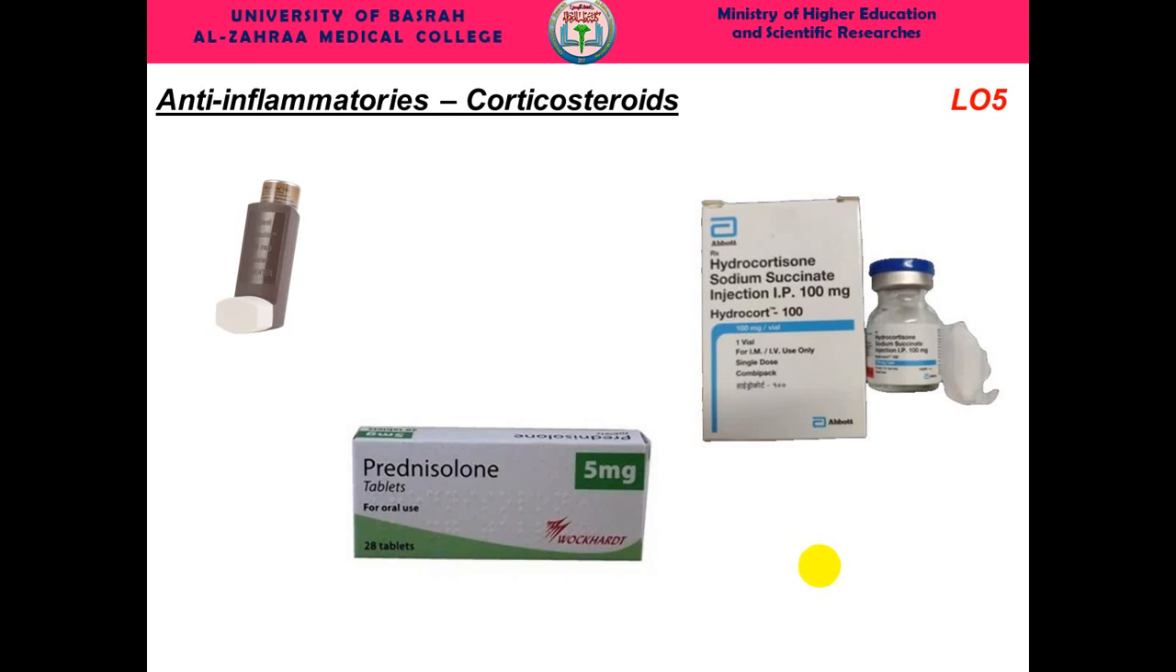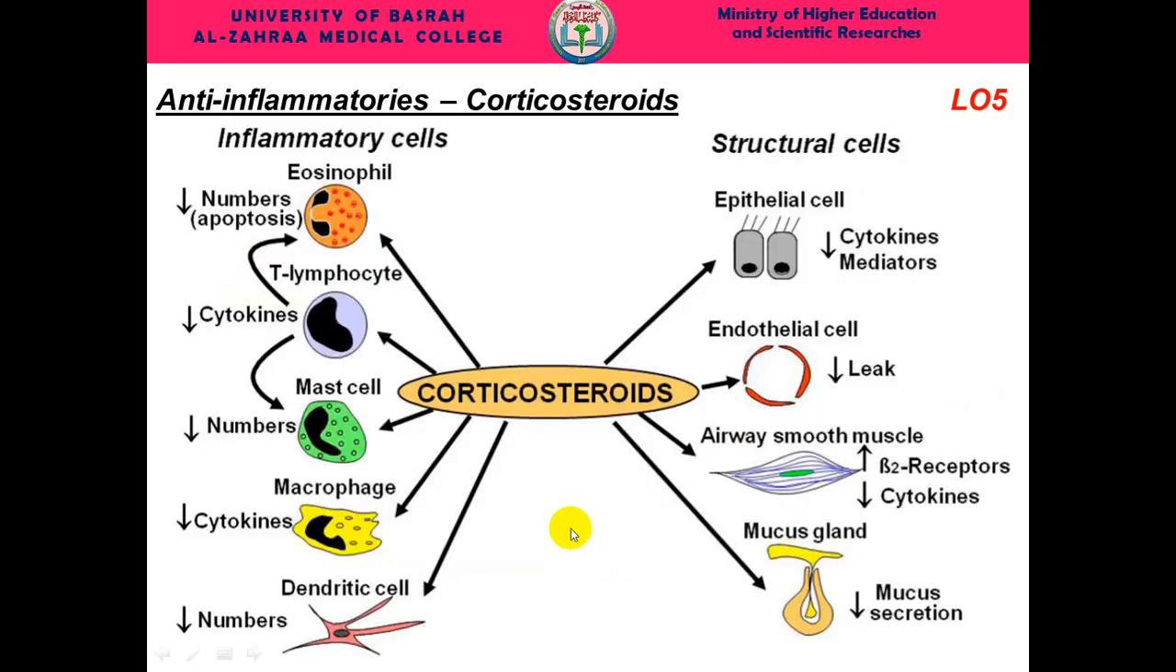Corticosteroids are available for the treatment of asthma in the form of inhaler or in the form of oral tablets, sometimes syrup, and in the form of injectable vials, that is the hydrocortisone. The mechanism of action of corticosteroids is very important because corticosteroids are potent anti-inflammatory. They inhibit all the sources, all the types of inflammation in the body.